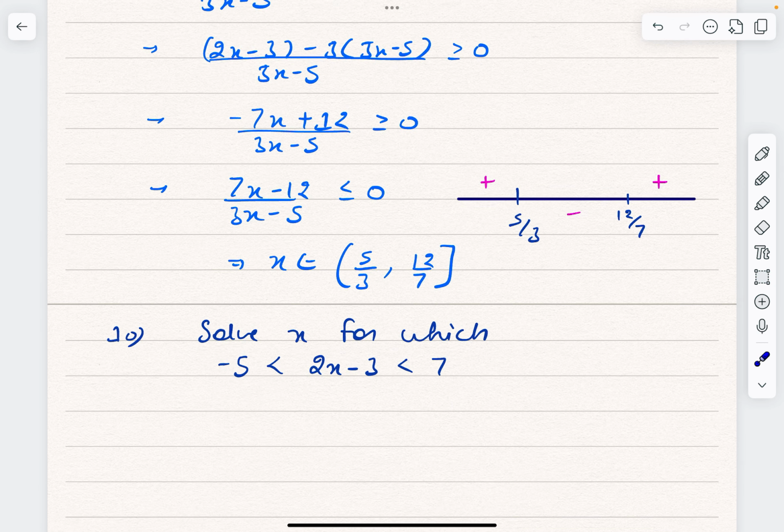Now, just a simple problem. Solve for x for which 2x minus 3 lies between minus 5 and 7. All of you can try it. Okay, let's start discussion now.